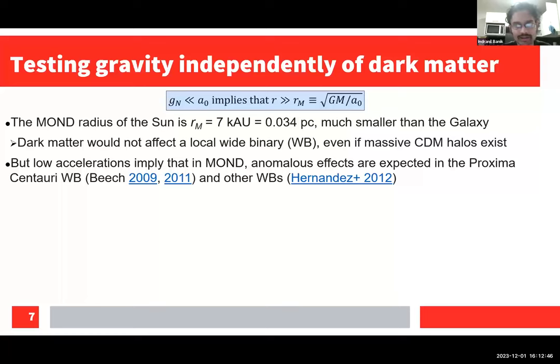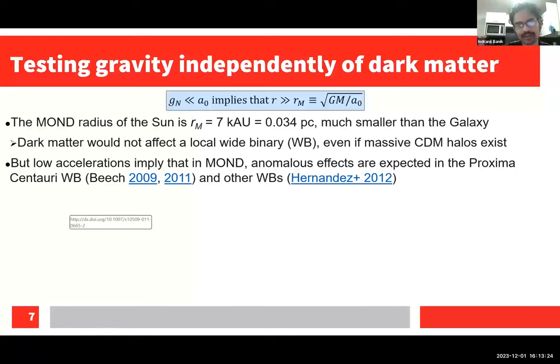Wide binary stars are stars separated by a few percent of a parsec or a few thousand astronomical units, such that the gravity between the stars in the wide binary is less than or comparable to A naught, which is 1.2 times 10 to the minus 10 meters per second squared. So obviously in galaxies, the rotation curve anomalies, the missing gravity problem sets in when the accelerations are below about A naught. So an interesting question is whether that is also the case for wide binary stars.